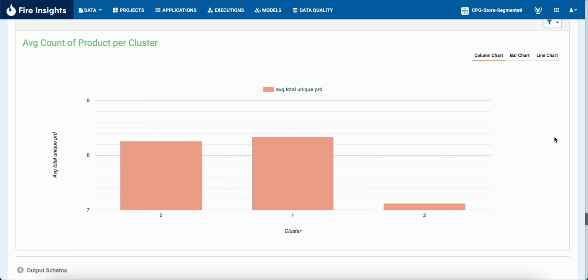Next, we have the average count of total unique products within each cluster, or their cluster invoices. Here we can see that cluster 2 has a very small number of average total unique products within their invoices. This tells us that cluster 2 stores are stores that provide a high number of invoices, but only carry a few products or only make sales on a certain number of products.